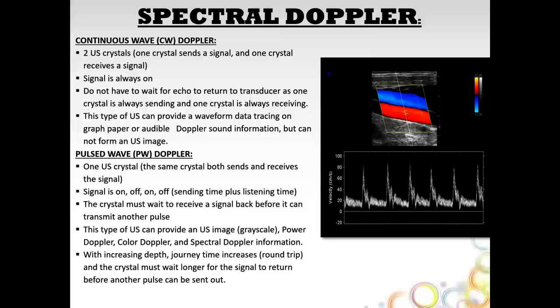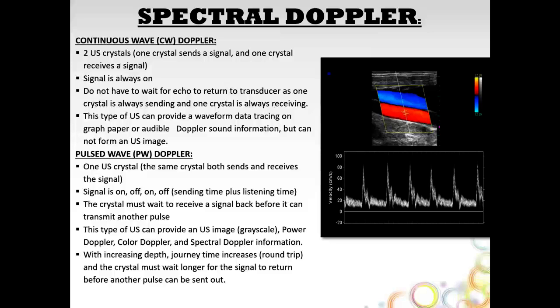So remember, as we're talking about this, it is happening all the way down the row of that line of crystals, but I'm going to focus on one or two of those crystals at a time. So for continuous wave Doppler, we're going to talk about two crystals. There's one crystal that's sending a signal and one crystal right next to it that's receiving a signal.